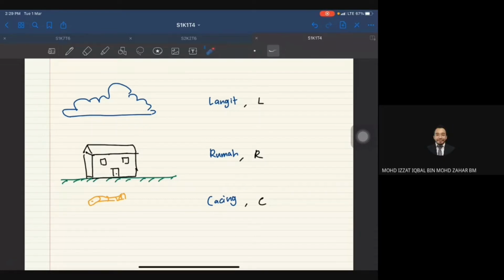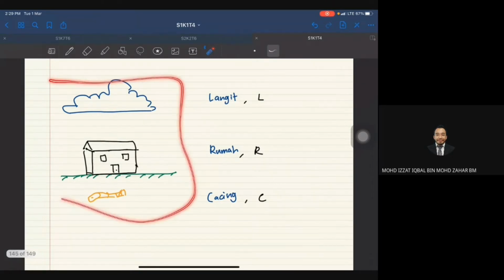This one is actually represent L as your inductor. Okay, R as your resistor and C for your capacitance. So nanti kita akan belajar kenapa L kat atas, rumah kat tengah, cacing kat bawah, sorry. Okay, ingat je lah. Ingat gambar ni and ingat urutan ni.